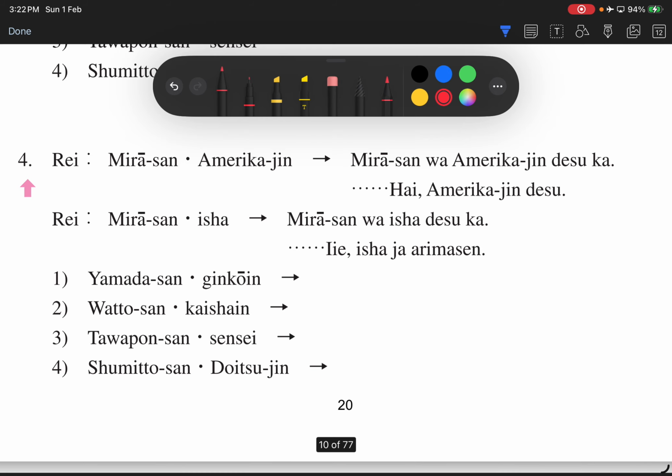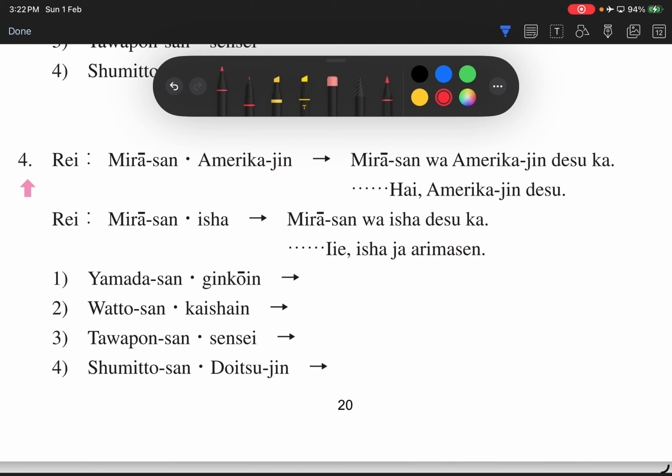Okay, next, number 4, Mira-san, アメリカ人, right? So we ask a question. Mira-san はアメリカ人ですか? Right? Just ask a question. Just put か, becomes question. Then, はい、アメリカ人です. Right? So I'll ask you a question. You just let me know whether it's correct or wrong.